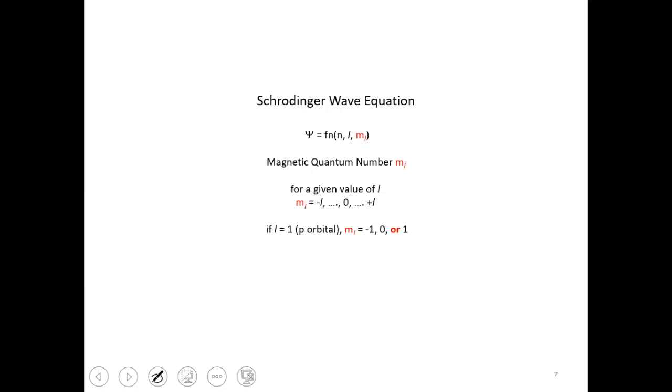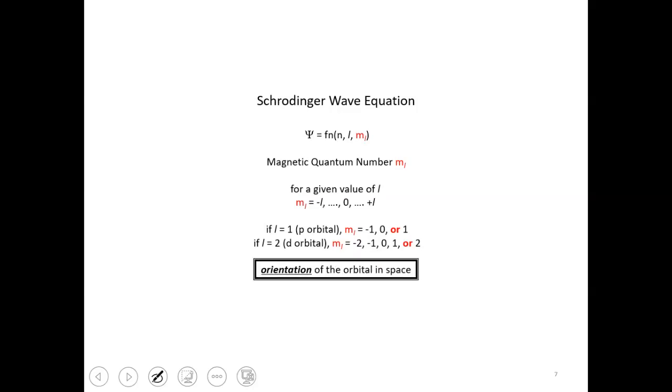So for example, if L equals 1, which is a p orbital or a p subshell, we would say that ml could be minus 1, 0, or 1. In other words, there are 3 possible p orbitals in this subshell. If L equals 2, then ml can be negative 2, negative 1, 0, 1, or 2. In other words, there can be up to 5 different orbitals in this d subshell, right? And what the value of ml gives us is essentially the orientation of the orbital in space.